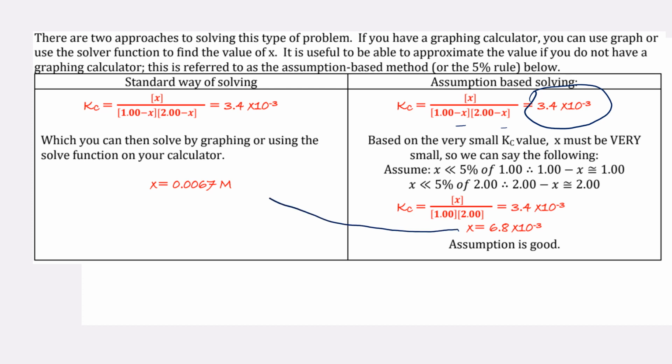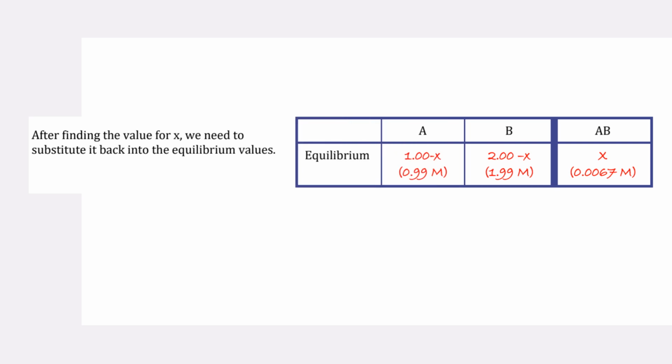You'll notice that these are very similar. That means it's okay to assume. So the time to assume that the x is going to be negligible is if the K sub C is a small one, meaning it's less than 0.001. After finding the value for x, we need to substitute it back into the equilibrium values. So once we realize that x is 0.0067, you'll notice by sig figs, not much is totally different.